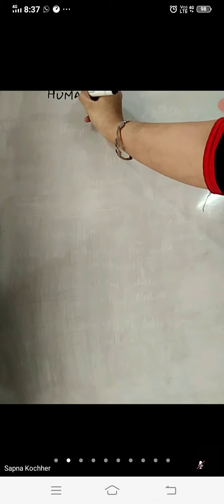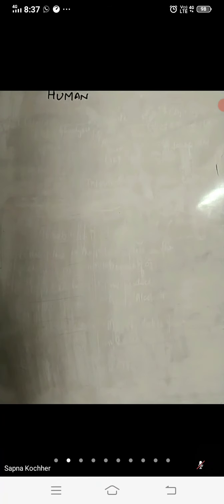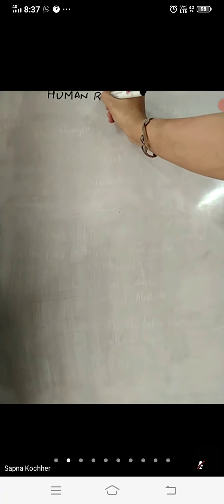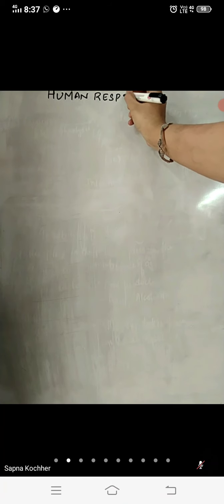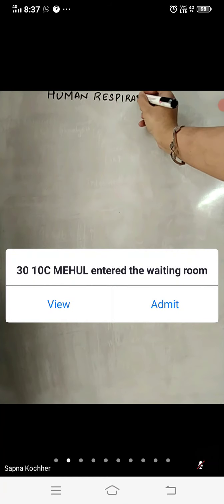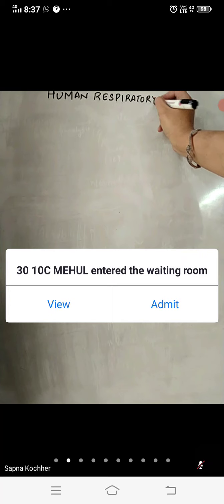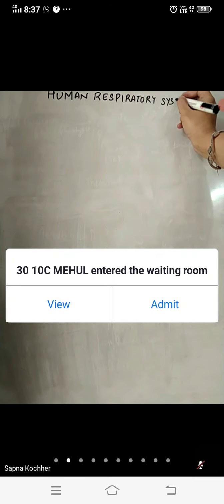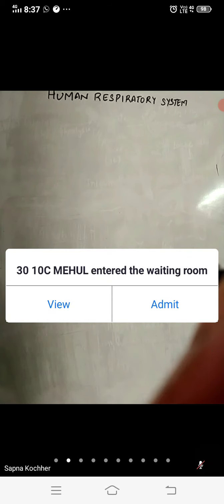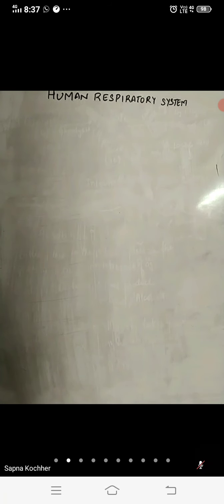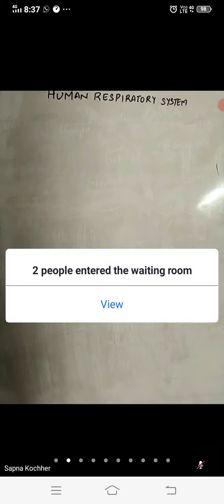The human respiratory system. So this is the human respiratory system, which consists of the lungs, and it also consists of the various other parts where the exchange of gases takes place, such as the air sacs or the alveoli.